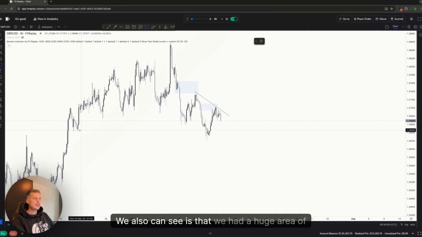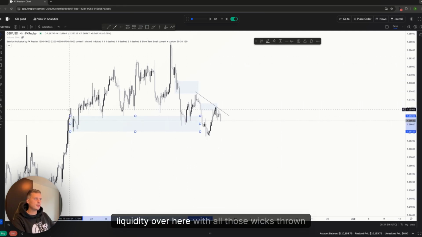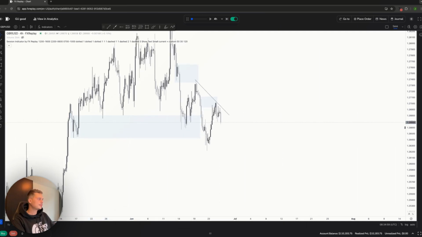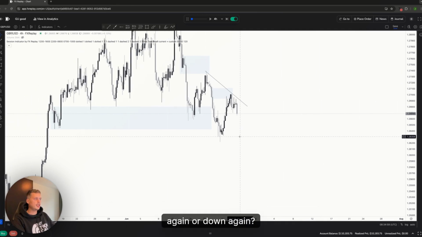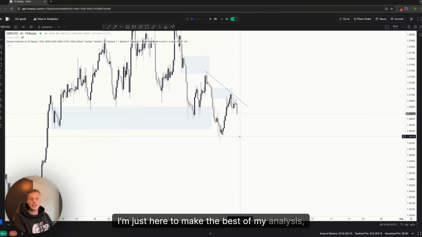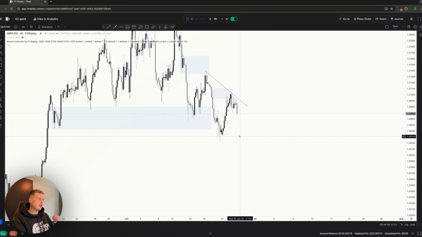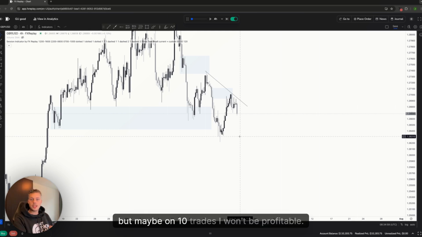What we also can see is that we had a huge area of liquidity over here with all those wicks thrown around, and we have taken out that liquidity and then started to reverse into this 4 hour bearish range. Does that mean that price is just going to go up again or down again? I don't know. I'm not here to predict the market. I'm just here to make the best of my analysis, find liquidity points, and my strategy will show that on 1,000 trades I will be profitable, but maybe on 10 trades I won't be profitable. That's how trading works. It's a probability game.